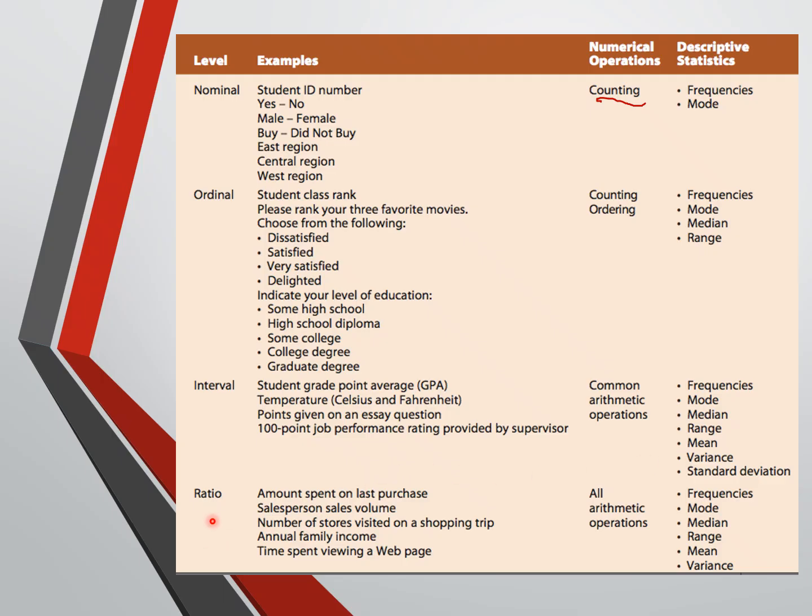Ratio. We are going to use the ratio scale to know the amount spent on the last purchase, the annual family income, and so on, where all arithmetic operations can be done by you, including variance and so on.